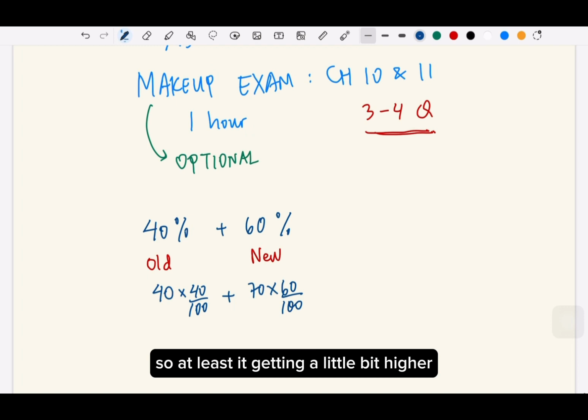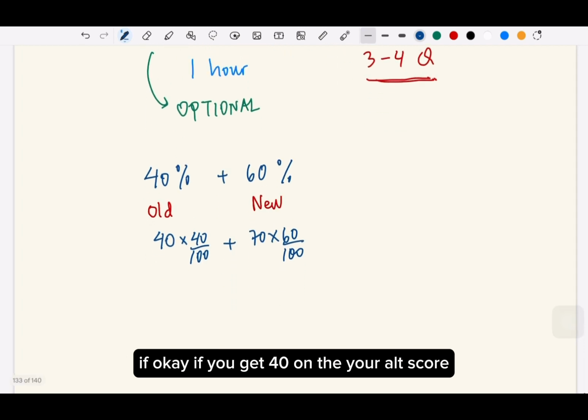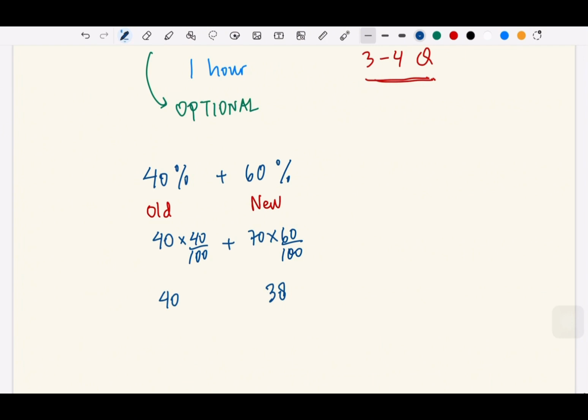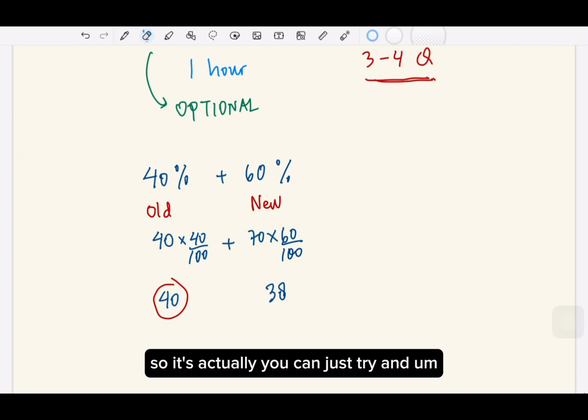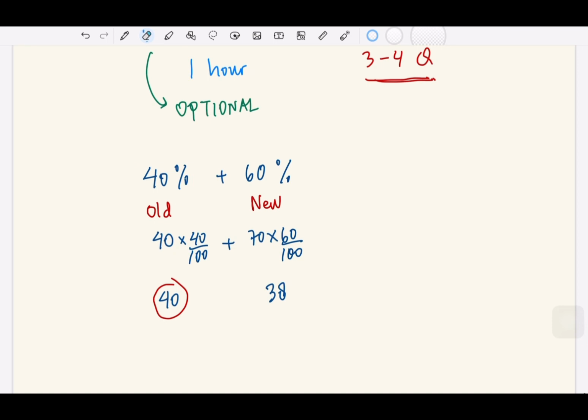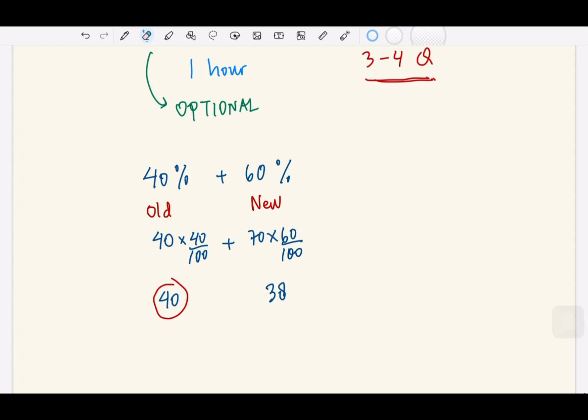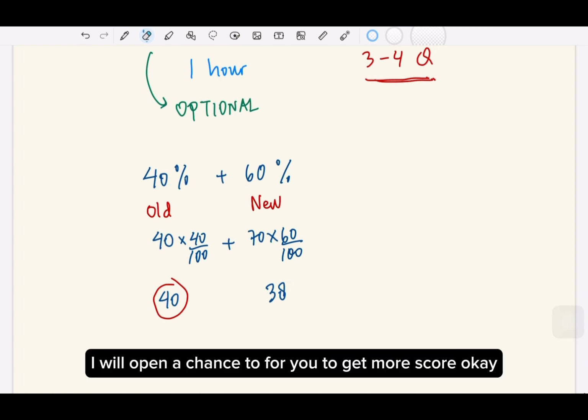So at least it's getting a little bit higher. If you get 40 on your old score and your new score maybe 38, it's lower, then I will just take the 40. Okay? I will take the higher one. So you can just try and then see the score. If it's lower, then I will just take the higher score. Okay. But I think I will open a chance for you to get more score. Okay.